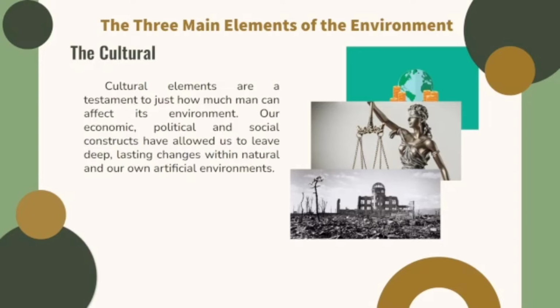So the cultural element goes to show just how much man is capable of affecting its environment. We are able to use our own inventions, our own constructs, law, money, society, to greatly change the makeup of the environment. For example, do we want to protect an endangered species? Well, we can enact a law for that. Do we want institutions dedicated to caring for animals and spreading awareness? That's also possible for us.